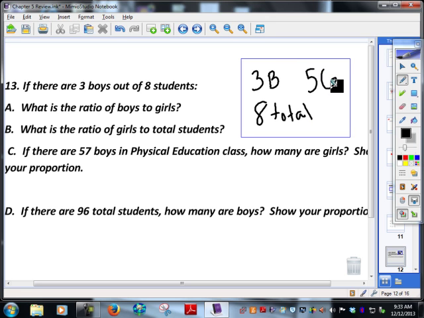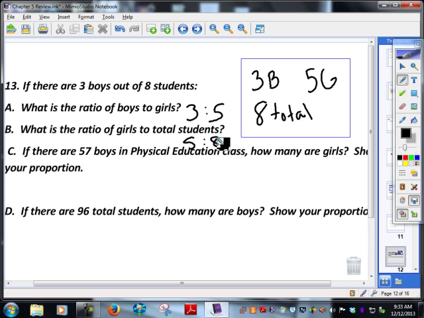That's where we start. This is what's going to start our fake ratio, correct? And it's going to help us on A and B. Okay, so what is the ratio of boys to girls? It's just 3 to 5. 3:5. Okay, what is the ratio of girls to total? That's going to be 5 to 8. Pretty easy, right? 5 to 8.